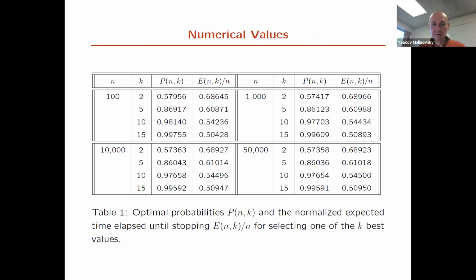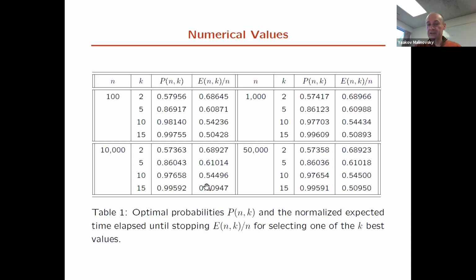Now, as a numerical value, coming back to maximizing the probability of selecting one of the k best, here for different n's and different cases is the optimal probability using the presented algorithm. Because the stopping rule has a very simple form, the first time Y is larger than the value of b, we can also calculate characteristics of the stopping time. For example, we calculated the expected elapsed time until stopping, divided by n.